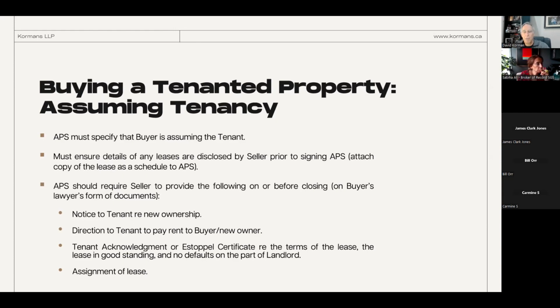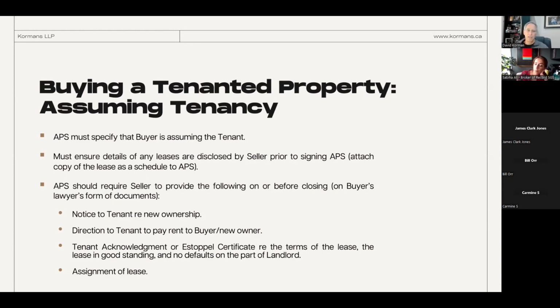You're going to buy a property subject to a tenancy, but the intention is to assume the tenancy. So I already mentioned to you earlier the importance of making sure that it specifically says in the agreement of purchase and sale that the buyer agrees to assume the tenant. And there'll be some sort of description of the tenancy, and the terms of the tenancy should be described in the agreement of purchase and sale. So we need the details of any leases that are going to be assumed. It should be disclosed by the seller before signing an agreement of purchase and sale. Sometimes the best way is to attach a copy of the lease as a schedule to the agreement of purchase and sale, or at least have a summary.